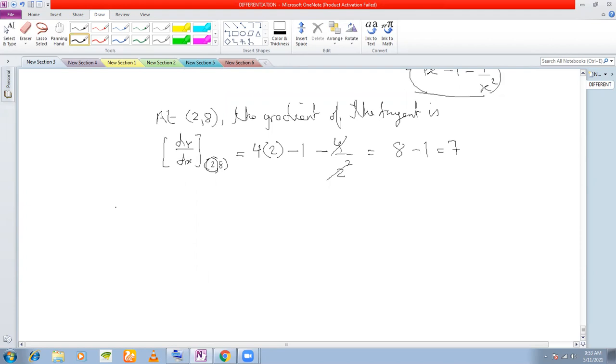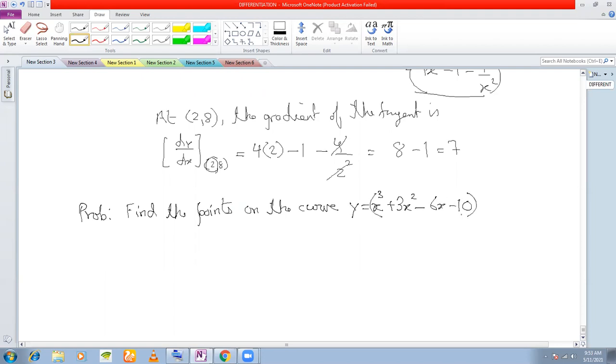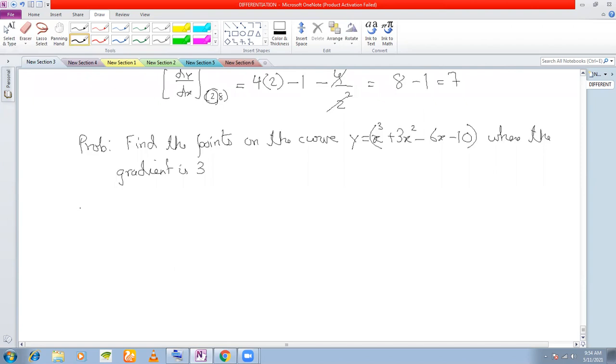The question here is, find the points on the curve y is equal to x cube plus 3x square minus 6x minus 10, where the gradient is 3. Okay. This time it is just the reverse. The gradient is given. You need to find out the point.